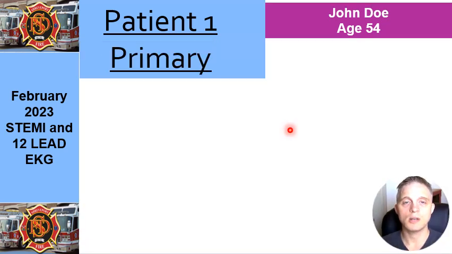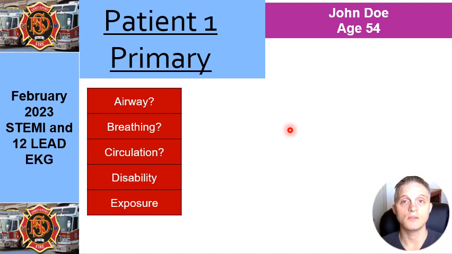Alright, so let's talk about what we need to do for our primary survey. This is very important. This shouldn't take you more than 45 seconds to a minute. It's to identify life threats. You need to ask the patient their name, listen to breath sounds, watch the rise and fall of the chest, feel for any type of palpable pulses on the radial side, especially if you're concerned for a cardiac issue.